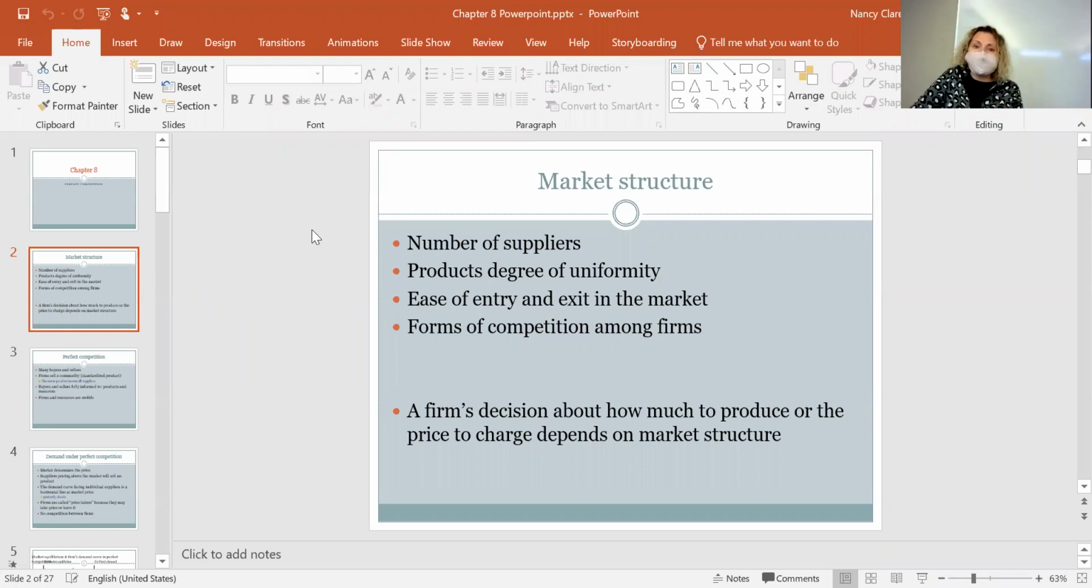The third characteristic is how easy is it for new suppliers to get into that market, and how easy is it to exit that market? So what does the flow of suppliers in and out of that market look like? That's going to give me another detail that I need. And then the fourth is, how do firms in that market compete?